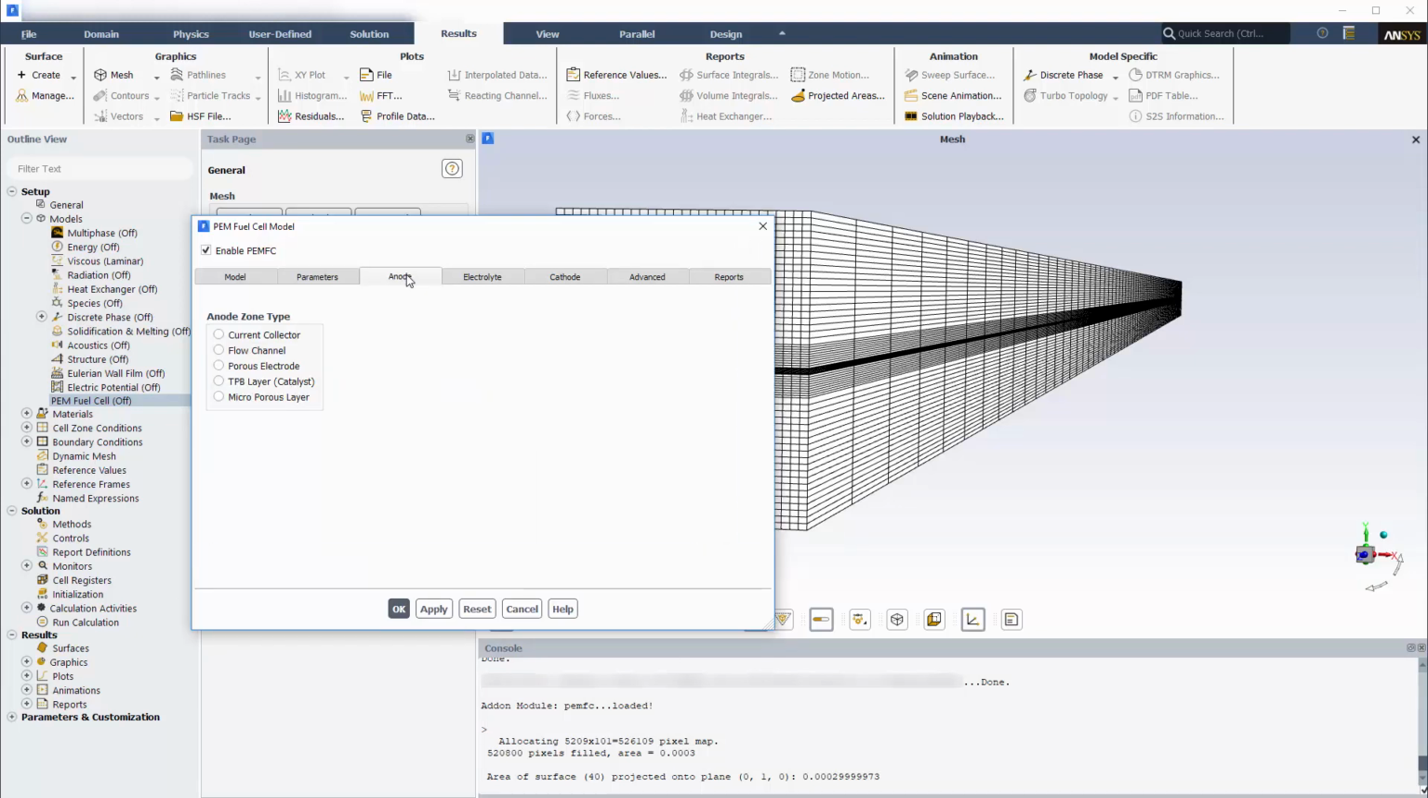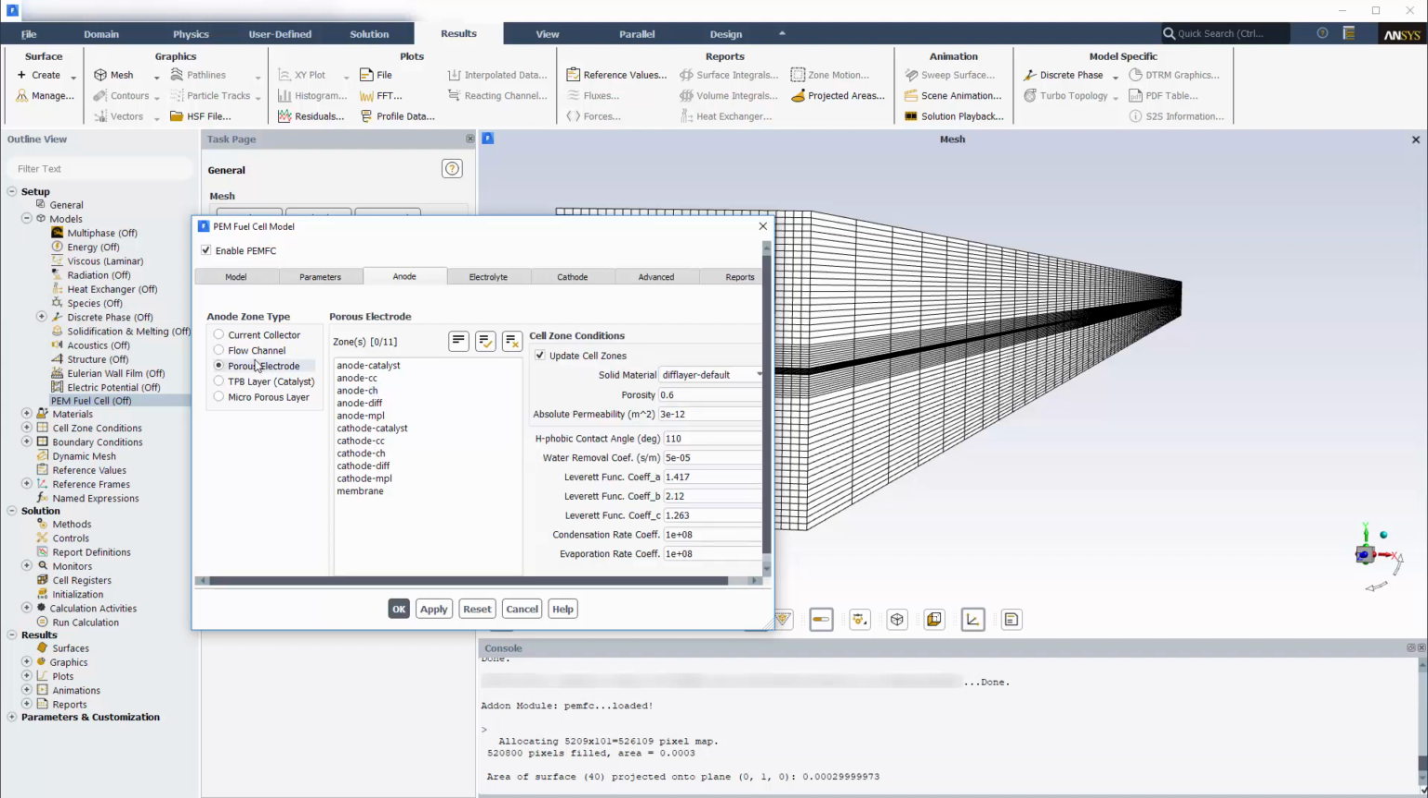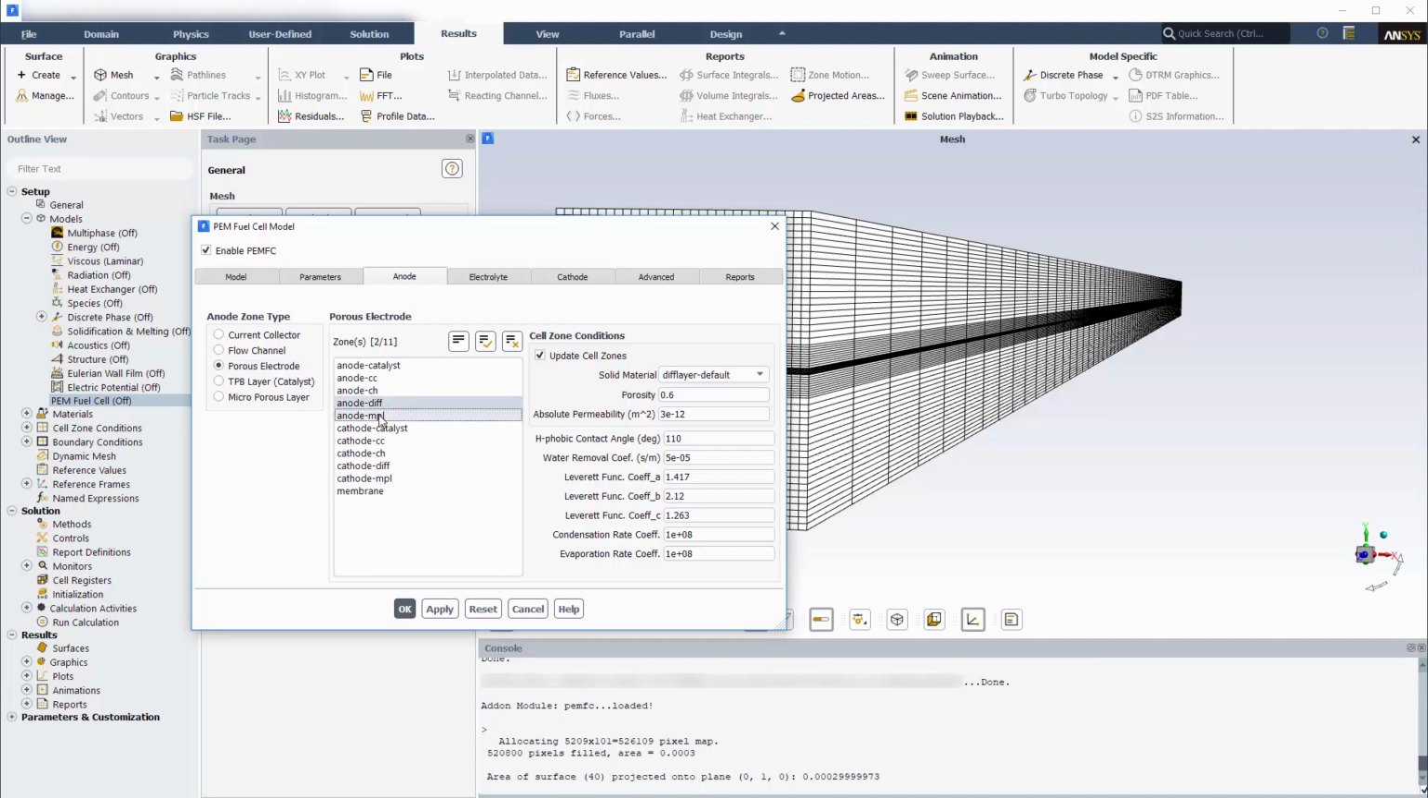Under the anode tab, I set the anode zone types. The current collector corresponds to the anode CC zone. Here, hydrogen gas will be oxidized, generating electrons and protons, which can diffuse into the cathode portion of the cell. The flow channel describes the portion of the cathode cell that the hydrogen flows through. For this case, the porous electrode refers to the membrane through which the incoming hydrogen gas can diffuse.